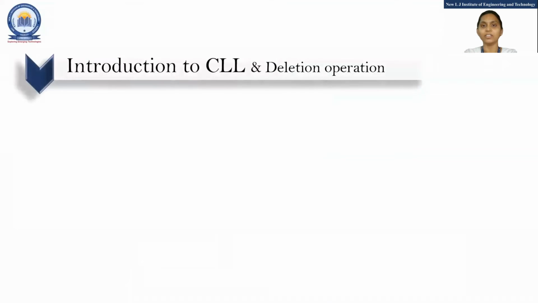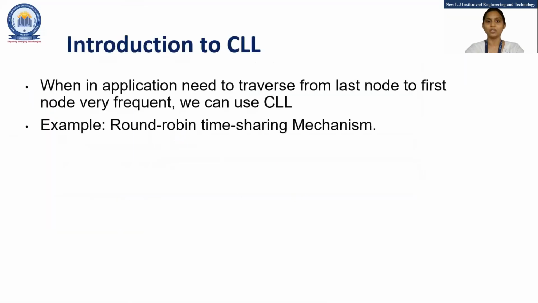As I said, we are going to cover the circular linked list and one of its operations, that is the deletion operation. As all are aware, the normal linked list is known as a singly linked list, right? In a singly linked list, the last node has the address null. The last node points to nothing, so it points to null. But in a circular linked list, the last node has the address of the first node.